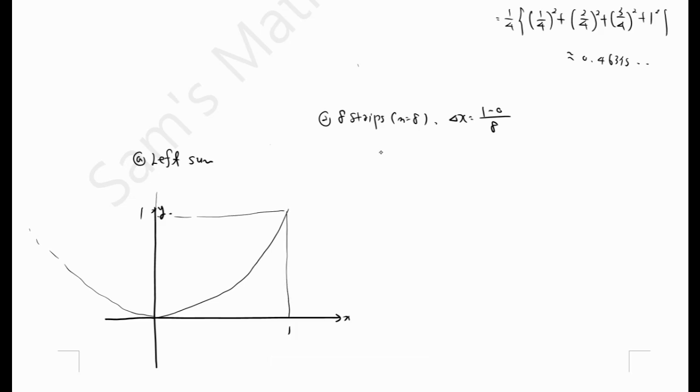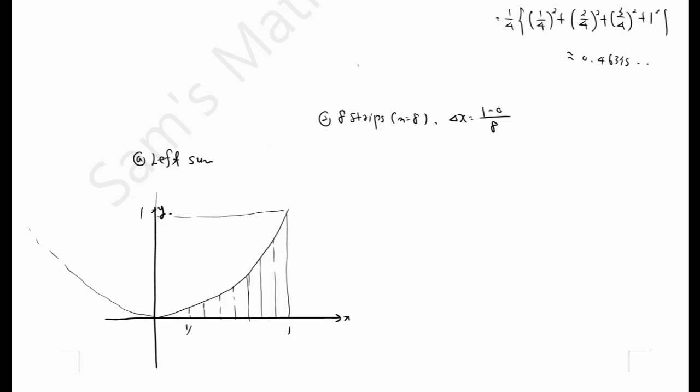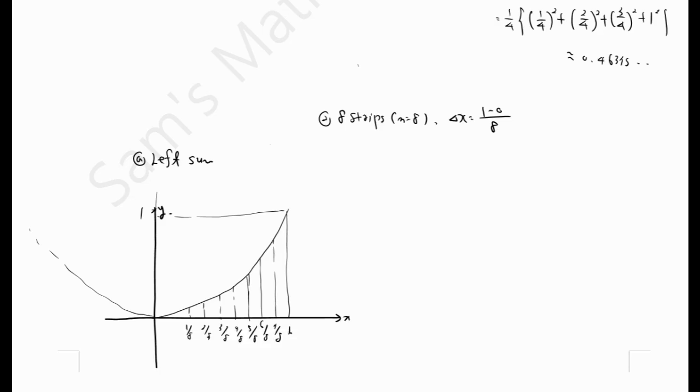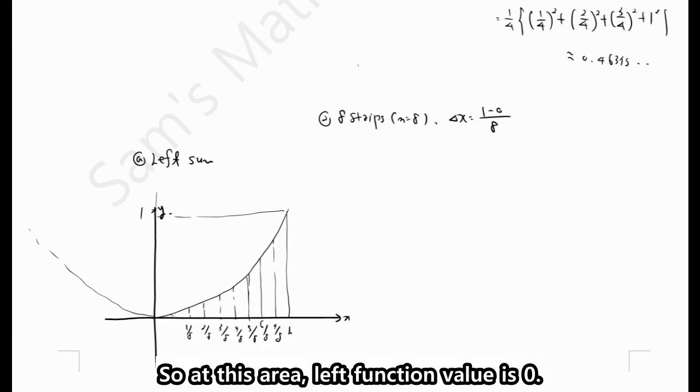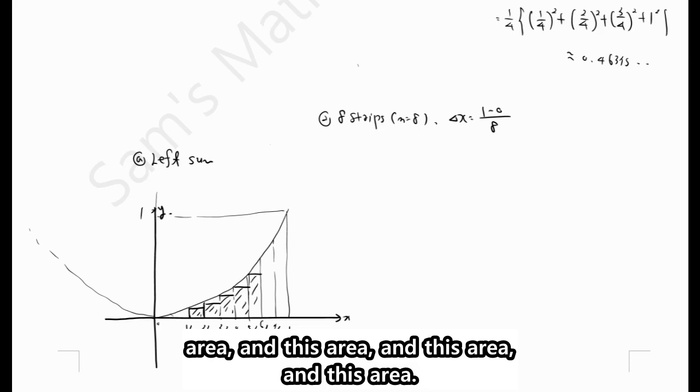The subdivision points are 1 over 8, 2 over 8, 3 over 8, 4 over 8, 5 over 8, 6 over 8, 7 over 8. So we select the height as the left function value. At this area, the left function value is 0. So this area is 0, and this area, and this area, and so on for the remaining areas.